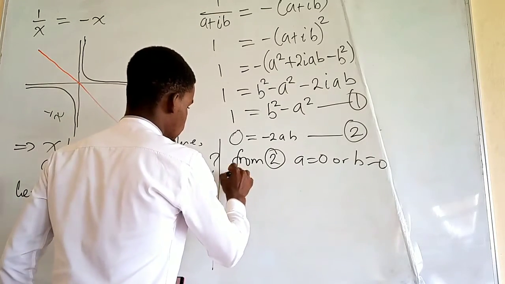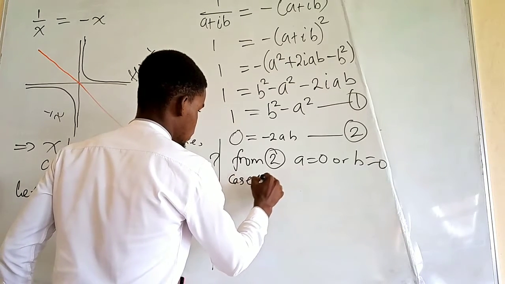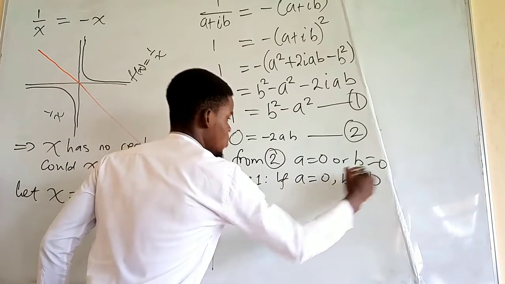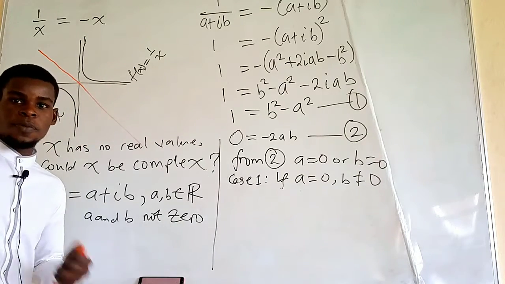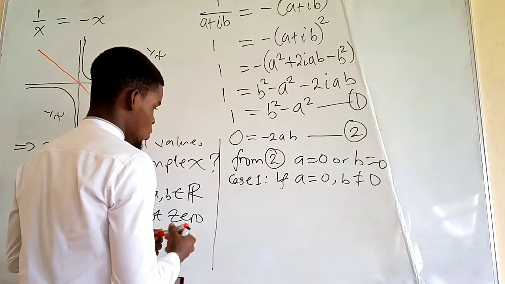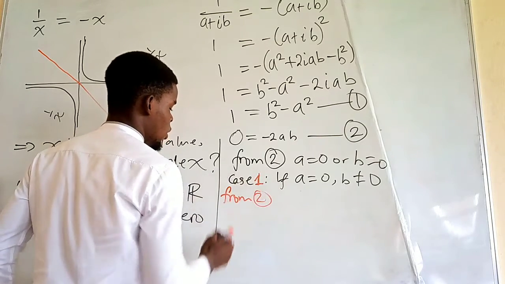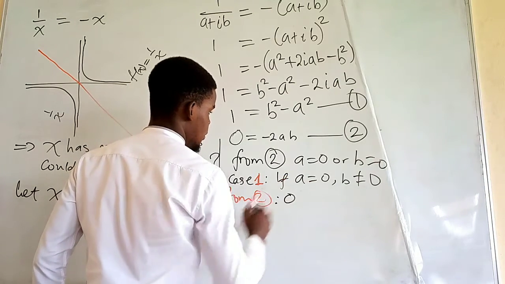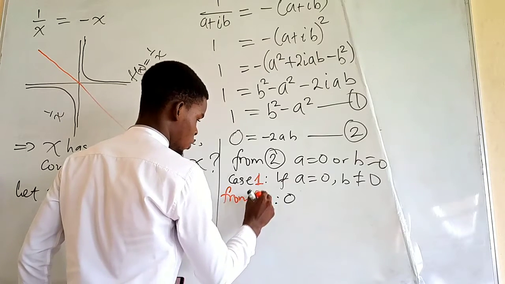Let me just put it down as case 1. Case 1: A is 0 and B is non-zero. Remember what I said? A and B should not be 0. So if A is 0, that means B should be non-zero. It means that, from equation 2, this is just case 1. Okay, it means we're going to have that 0 is, from equation 1, it's 1.